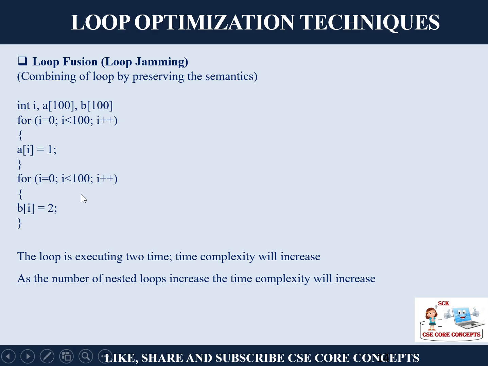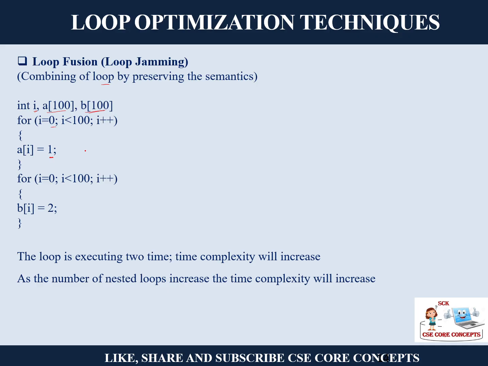The second method is loop fusion, also called loop jamming. You have to combine multiple loops together while preserving the semantics. Of course, I told you that the semantics or the meaning of the program should not change. Let's say I have a variable i, and a and b, two arrays of size 100. Now for i equal to 0, i less than 100, a of i is equal to 1.